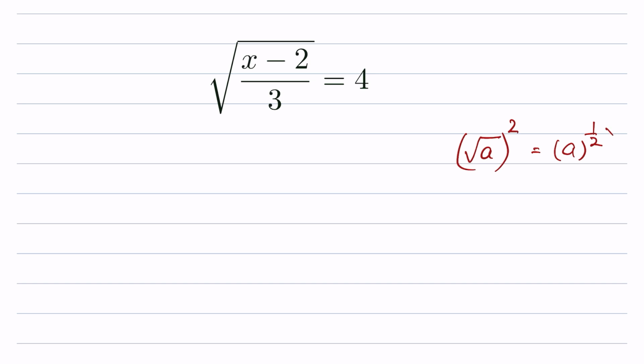That means the exponent is also multiplied by 2, so this square root gets removed with this square. To simplify it, first we have to remove the square root. So let's square both the sides.